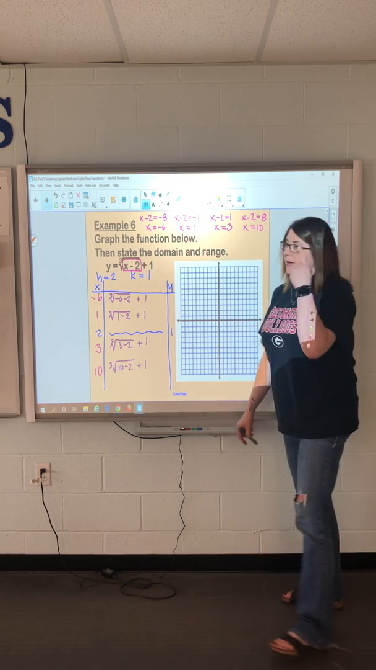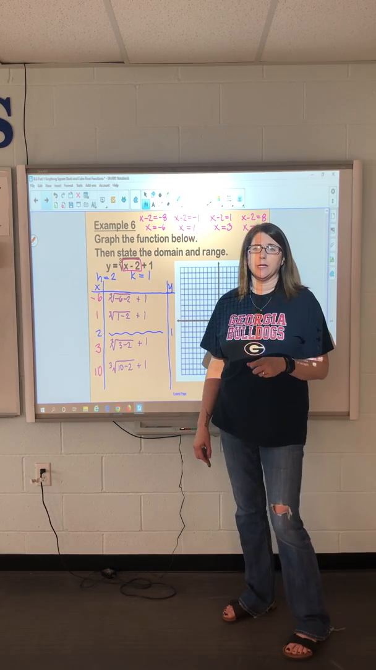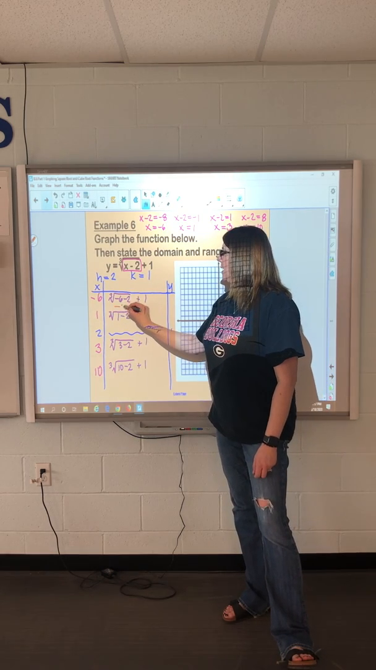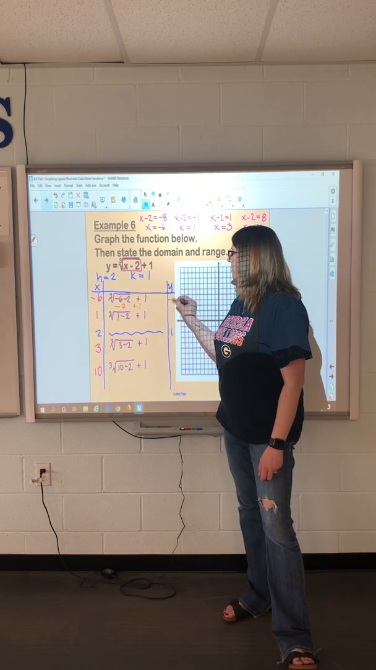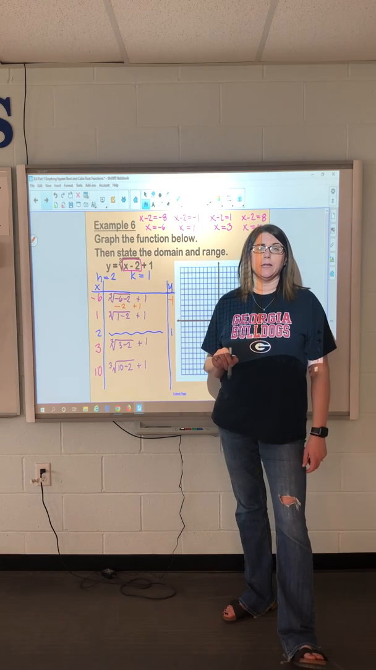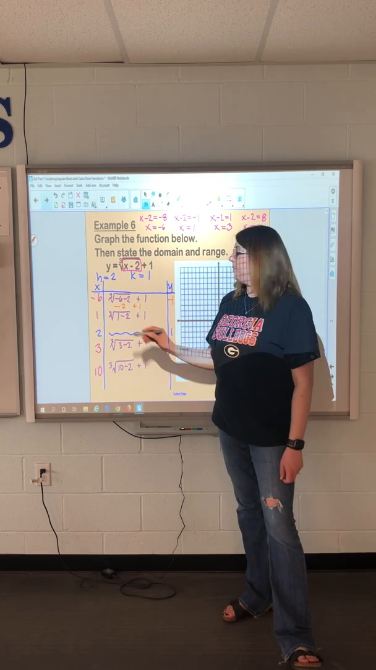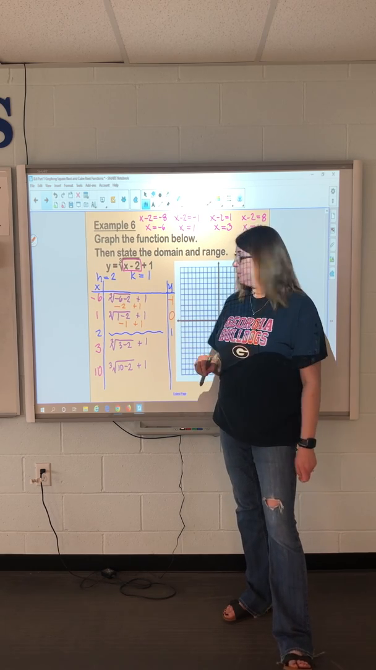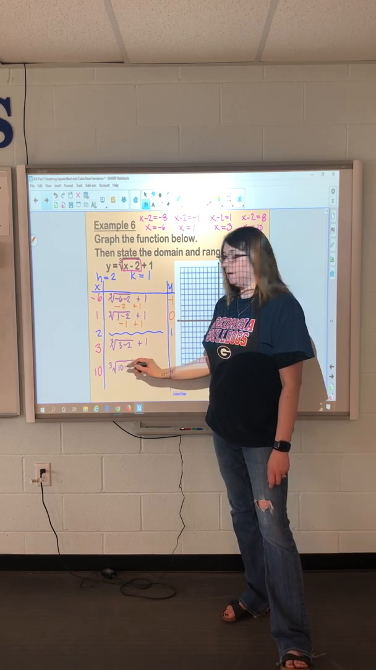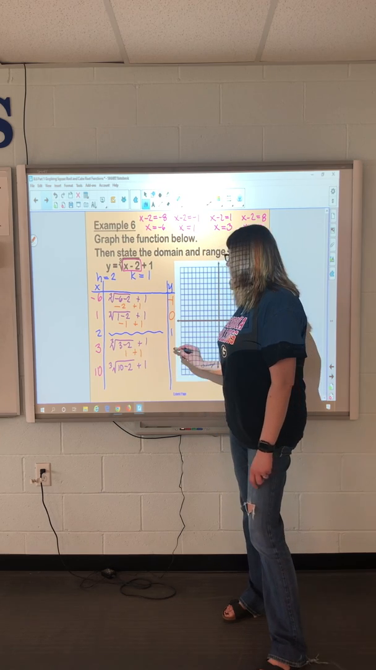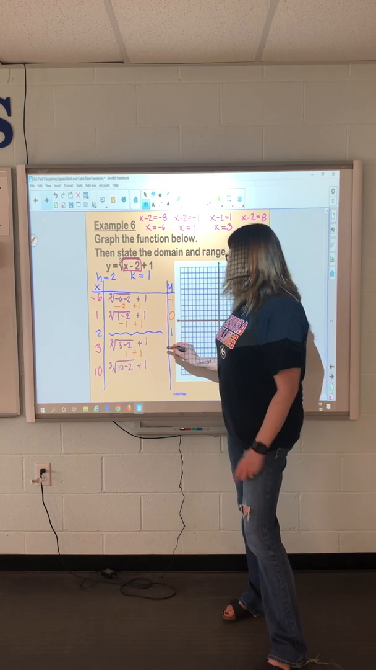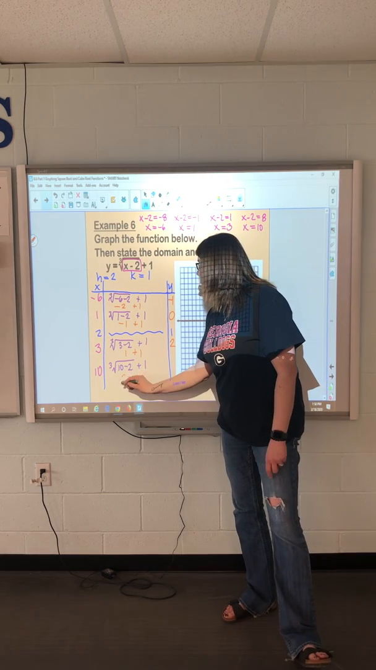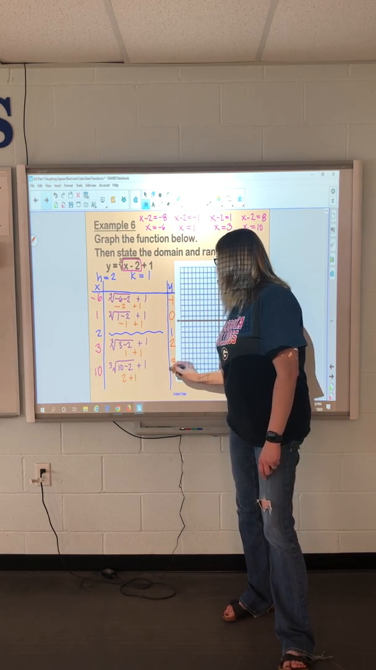All right, here we go with some math. Negative 6 minus 2 is negative 8. The cube root of negative 8 is negative 2. And negative 2 plus 1 is negative 1. 1 minus 2 is negative 1. The cube root of negative 1 is negative 1. And negative 1 plus 1 is 0. 3 minus 2 is 1. The cube root of 1 is 1. And 1 plus 1 is 2. 10 minus 2 is 8. The cube root of 8 is 2. And 2 plus 1 gives us a 3.